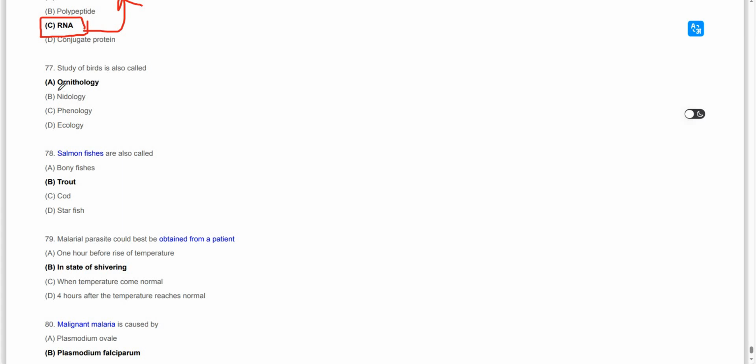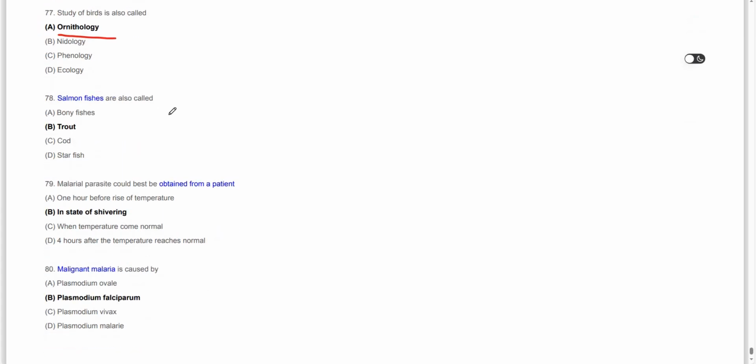Moving on, the study of birds is called ornithology. Moving on, salmon fish are also called trout fish.